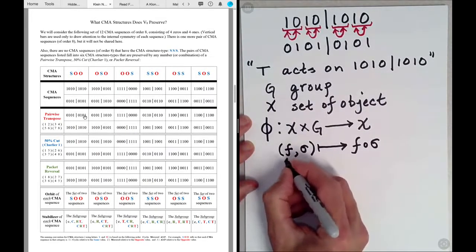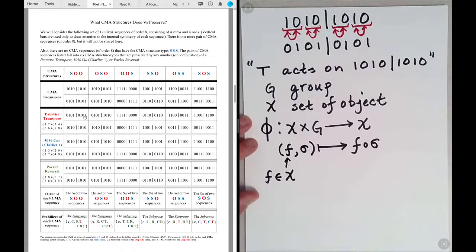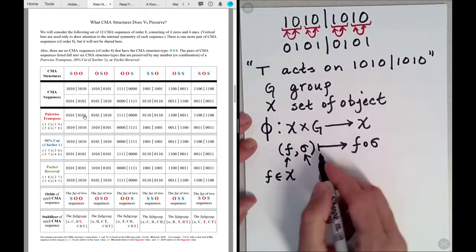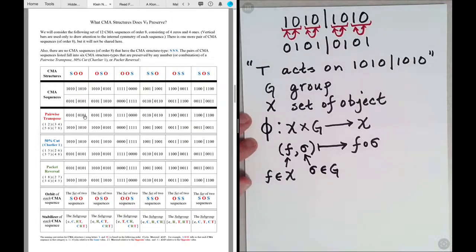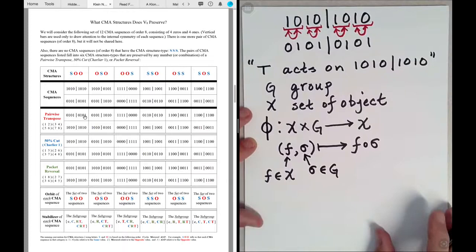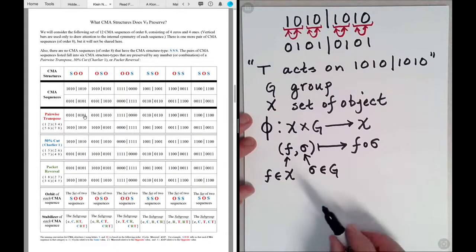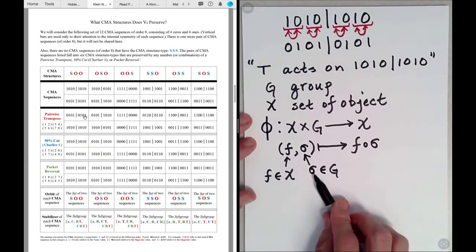F here is an element of our set X. Now, as we'll see, we will be looking at a set of sequences, in fact, CMA sequences. You may recall that sequences are really just functions. Every sequence is just a function. And the other element in this ordered pair is going to come from our group G. Our group G is going to be the Klein 8 group, V8. So that's where we'll be drawing from. And the group action that we will use is actually function composition. So it's important here: our set X will be a set of functions. Our group consists of permutations, which are bijections. These are functions as well.